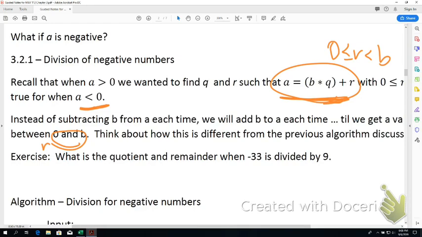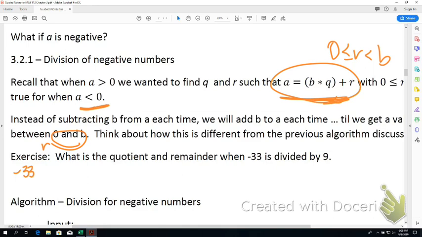So think about how this is different. In the previous algorithm, you see that we subtracted b every time. So it makes you wonder, am I going to add b every time then? Let's see what the quotient and remainder would be. For this one, I think I'm going to add it every time.